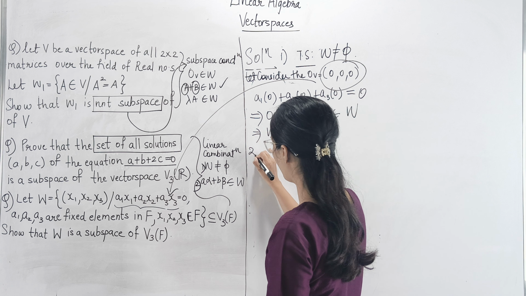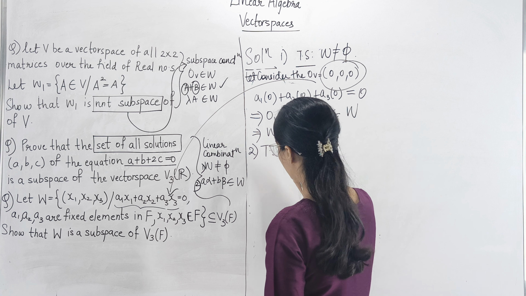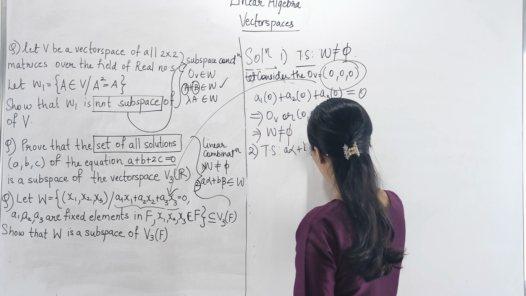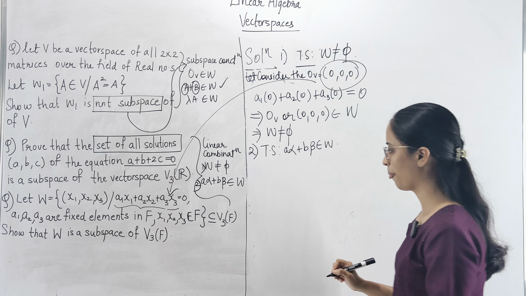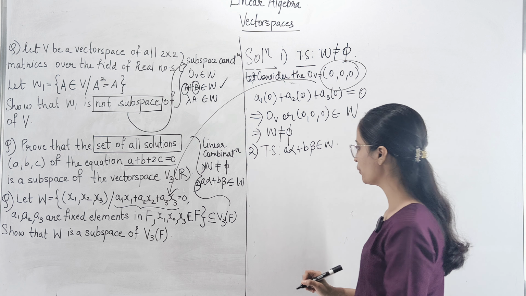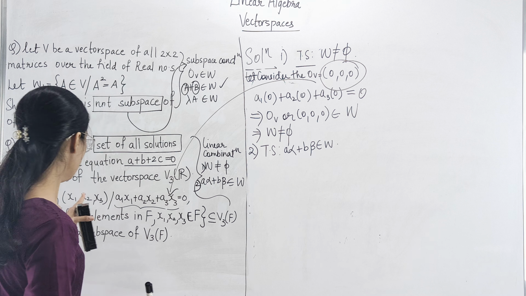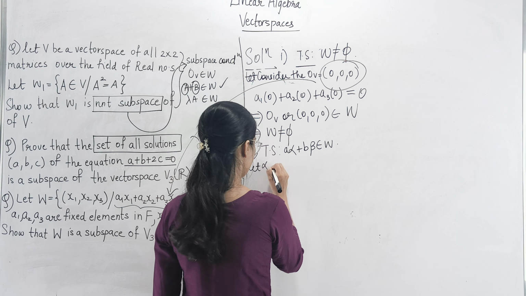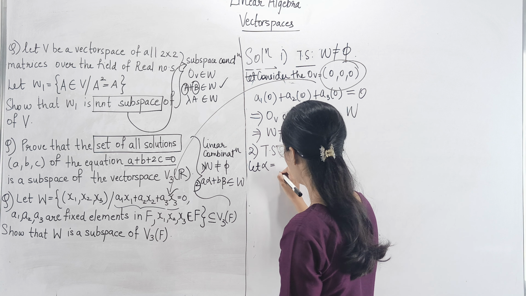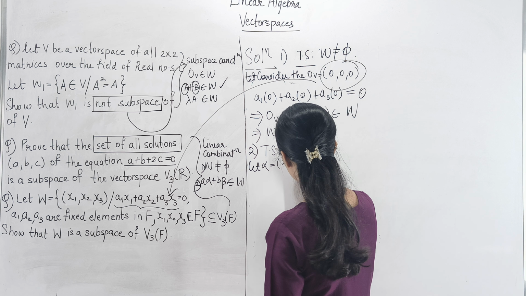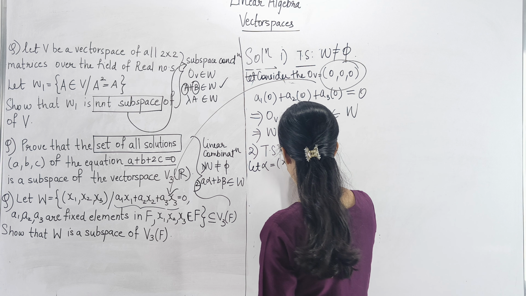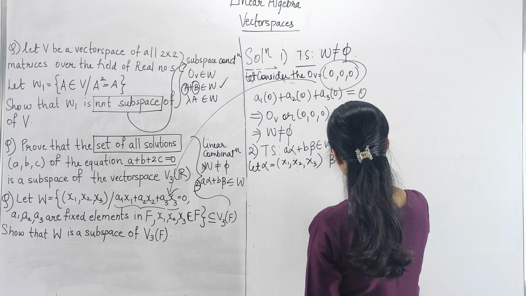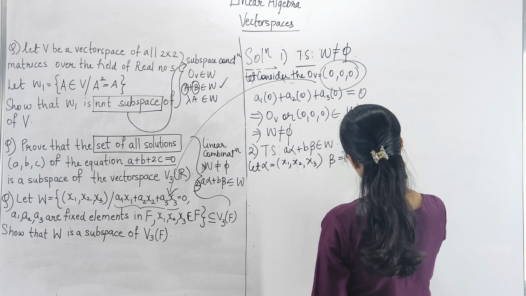Now let's move on to the next condition, जहां पे आपको शो करना है that your A alpha plus B beta belongs to W. ठीक है? Now what you're going to do is, again you're going to take alpha and beta, the two vectors belonging to this particular set. So let alpha is equal to, if you see, you would be taking x1, x2 and x3, and your beta would be equal to y1, y2 and y3.